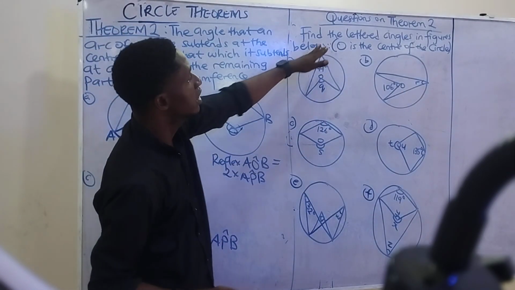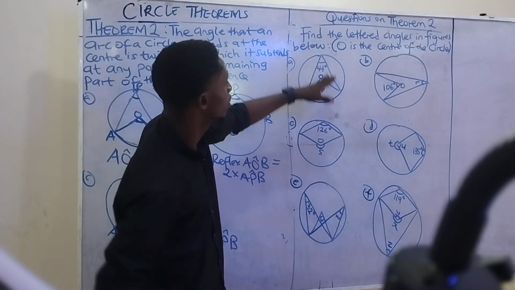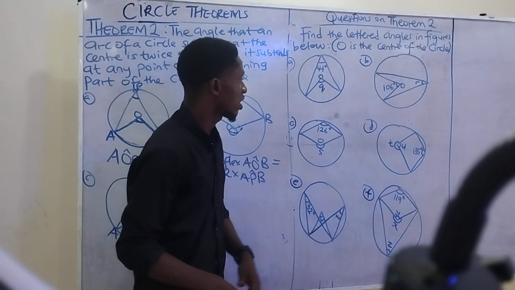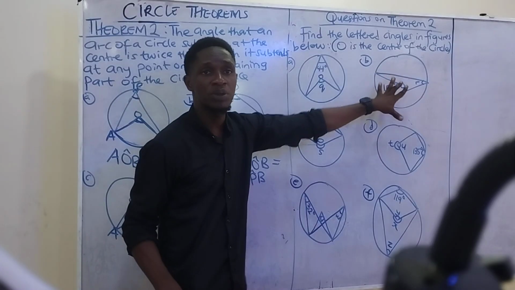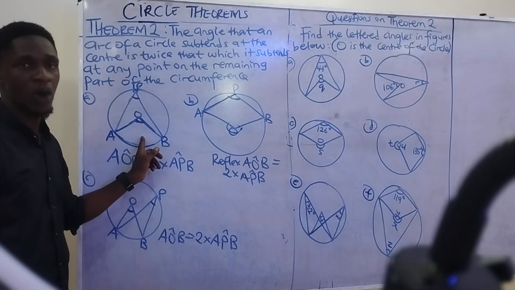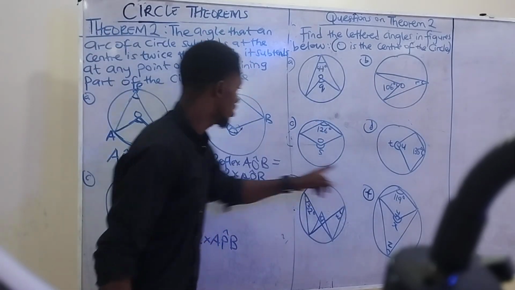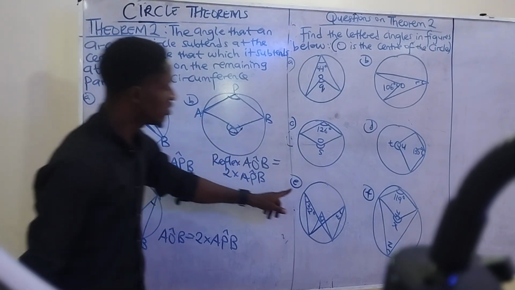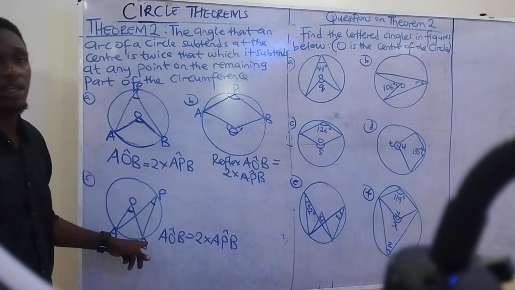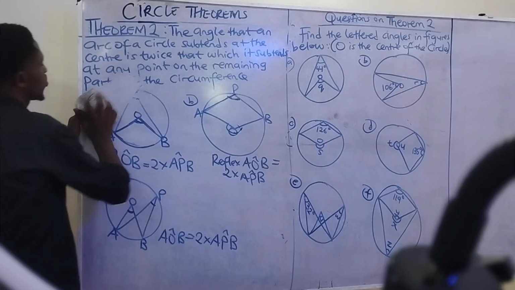So we have: find the lettered angles in the figures below. O is the center of the circle. You can see this A and B is talking about this one. This C and D is talking about this type. This E and F is talking about the last one. So let us illustrate it now.